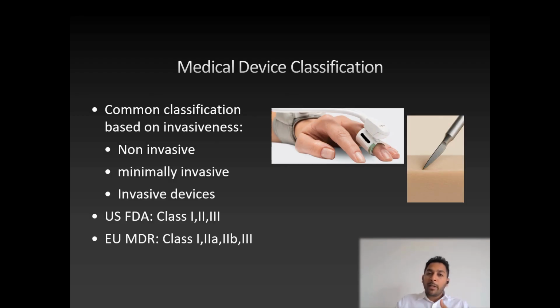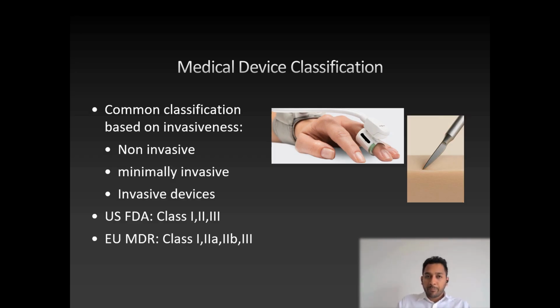Let's look at how medical devices are commonly classified, based on invasiveness. It could be a non-invasive device like a finger cuff, or minimally invasive like an endoscope or catheter that goes into your body via a minor incision or a cut, or it could be an invasive device. The perfect example for that would be an implantable, like a pacemaker.